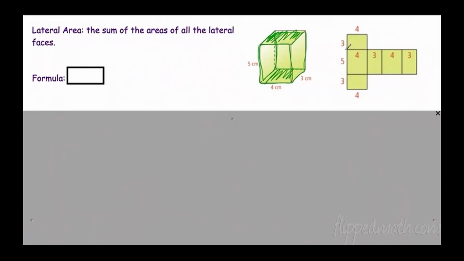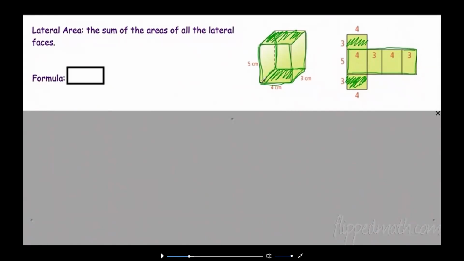You can see I've unfolded this. When I unfold it, this is one base that we're not looking to find right now, and this is the other base that we're not looking to find right now. So this lateral area is right here. What can we describe this lateral area as? Well, it's a rectangle. We just unfolded that shape, made a net, and made a rectangle. Now this side is 4, followed by this side is 3, followed by this side is 4, followed by this side is 3.